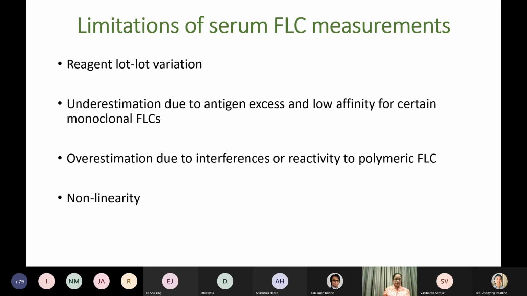Labs should adopt a consistent approach to sample dilution procedures for free light chain measurement and follow the manufacturer's recommendations or use a validated in-house dilution procedure. Sometimes for patient monitoring, you have to keep the same dilution for the same patient. You can't keep changing the dilution factor for the same patient.